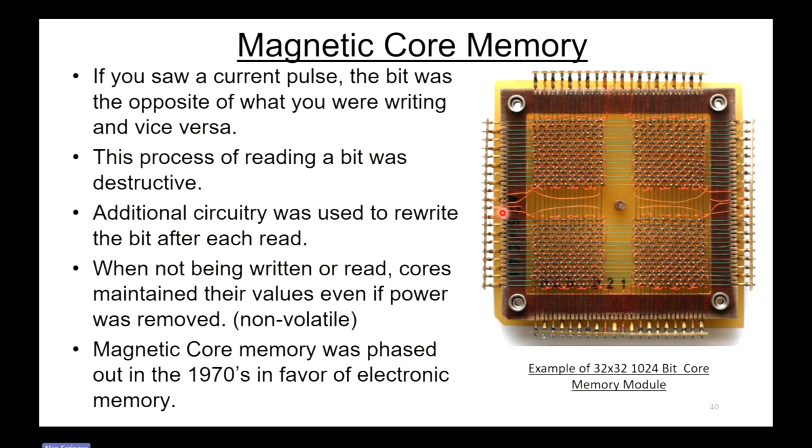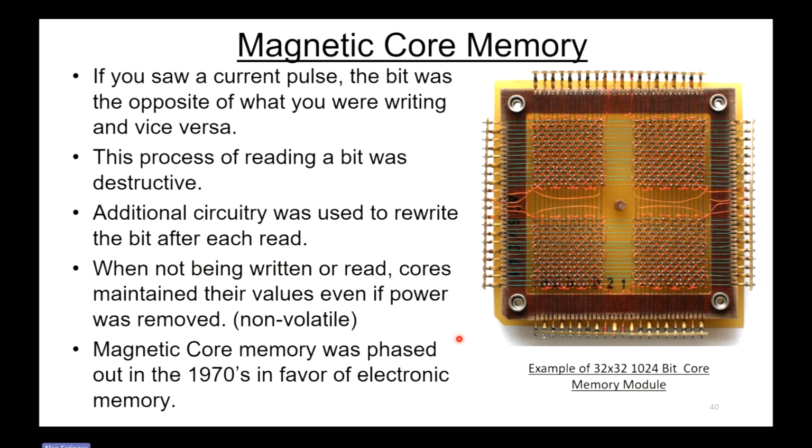If you saw a current pulse, the bit was opposite to what you were trying to write. And if you didn't see that current pulse, the bit agreed with what you were trying to write. So this process of reading a bit was destructive because you're messing with the magnetic fields. So additional circuitry was added to rewrite the bit after every read. So it gets really complicated.